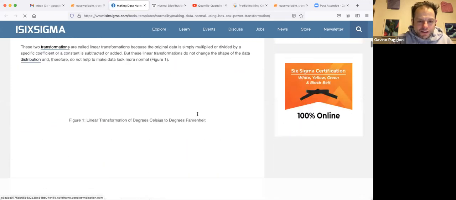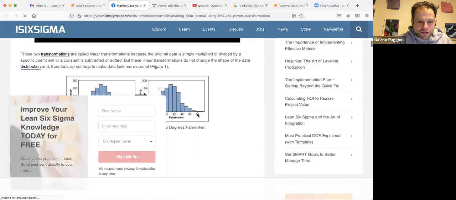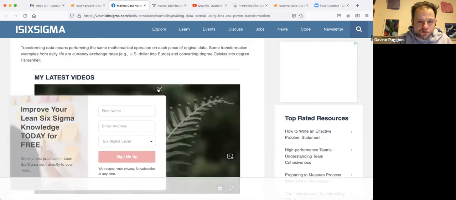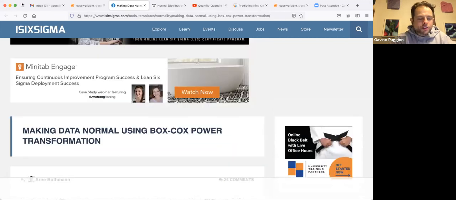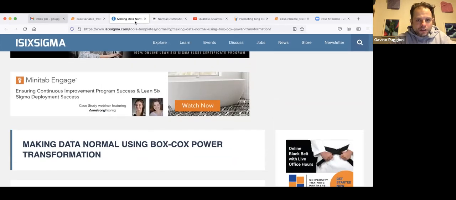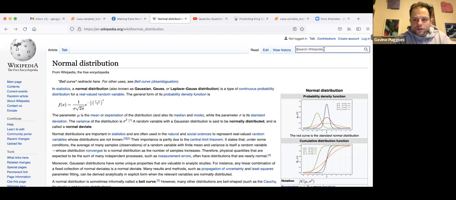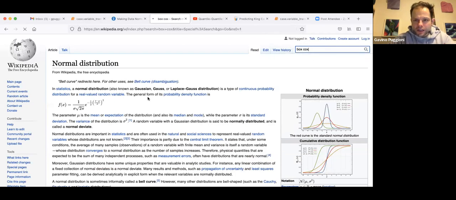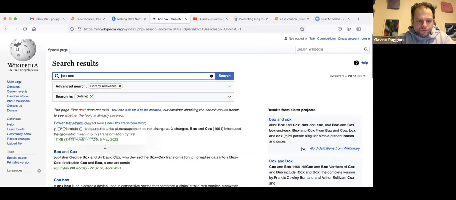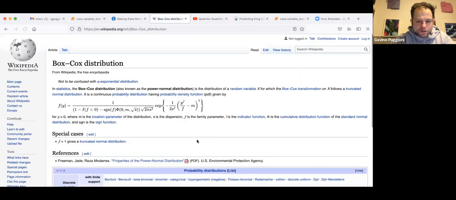Let's see if we can find it here. Well, here is just giving you the transformation, but I'm looking for the actual formula. Anyway, here there is a video, but I want to just show you the formula. We also have something at the end of the case. Okay, Box-Cox.